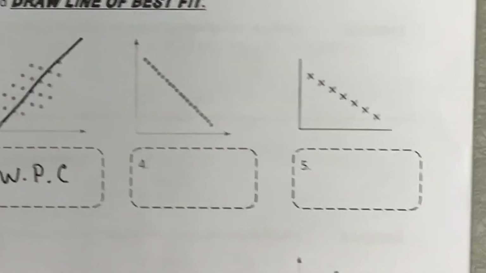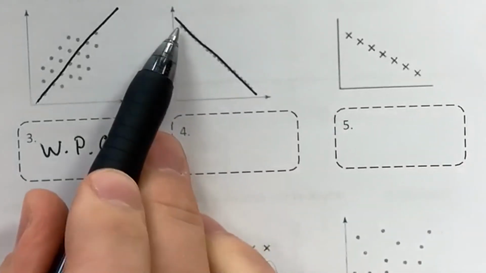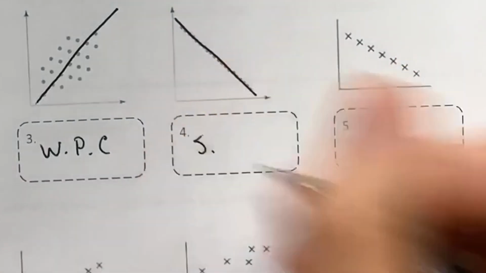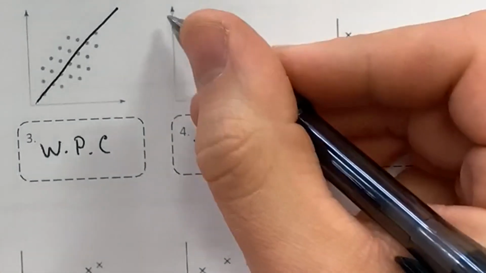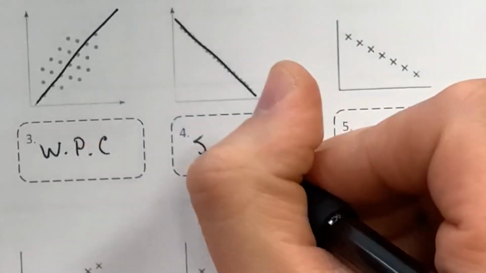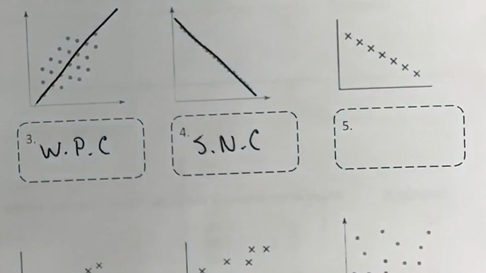Number 4. This one's going to be super simple. Number 4, obviously, they're almost perfectly in a straight line already. So that's going to be a strong correlation. And it's going down when we're going from left to right. From left to right, we're going downhill. So it's going to be negative correlation. This is a strong negative correlation. Those points are very, very close to that line of best fit.